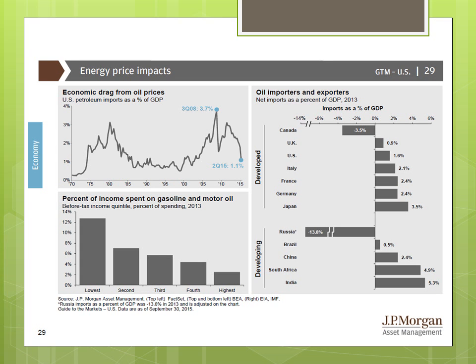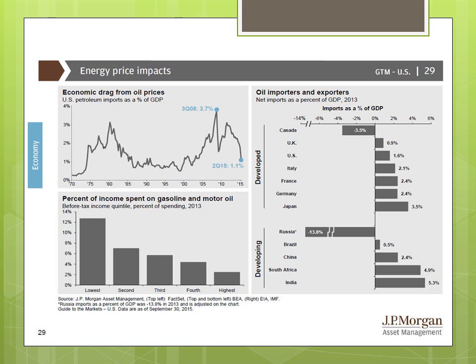This is our energy price impacts. Energy had a bad quarter also. This slide shows oil importers and exporters. India spends about 5.5% of its GDP just importing oil. If oil is being held down by a slowdown in China, that's actually a big positive for the Indian economy.